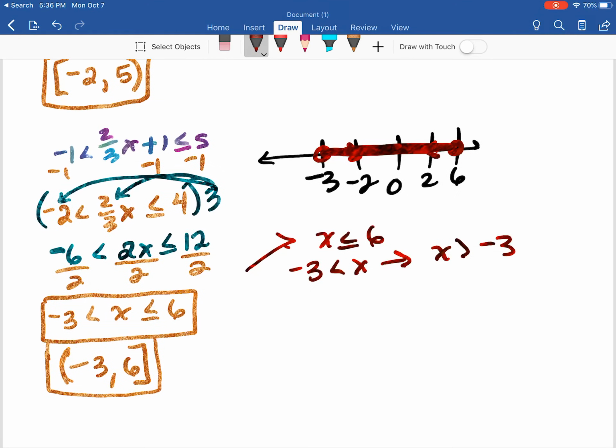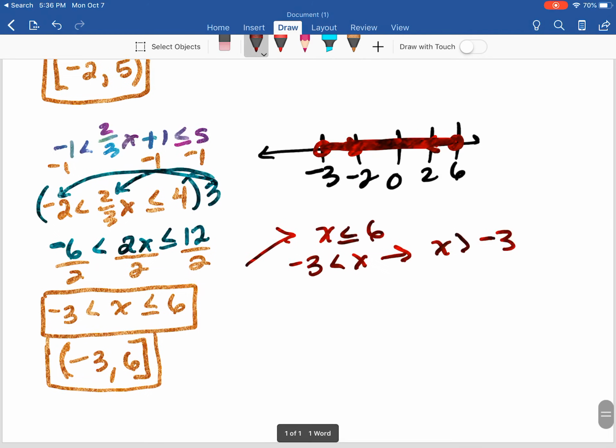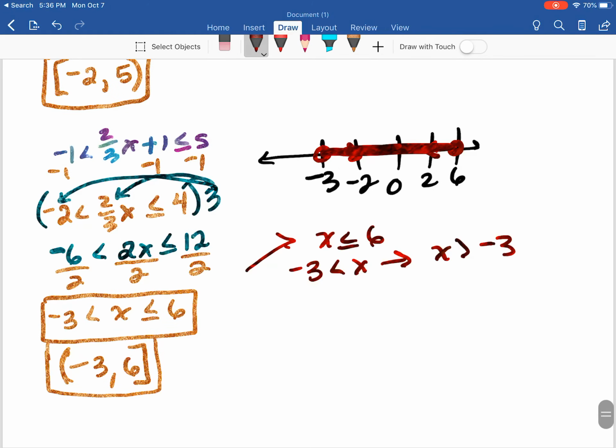All right, I will send out the answer key along on Remind, and hopefully this will help you a little bit better on understanding compound inequalities.